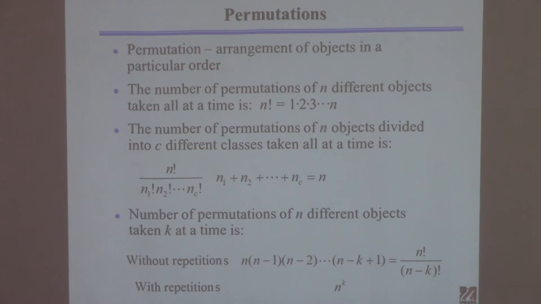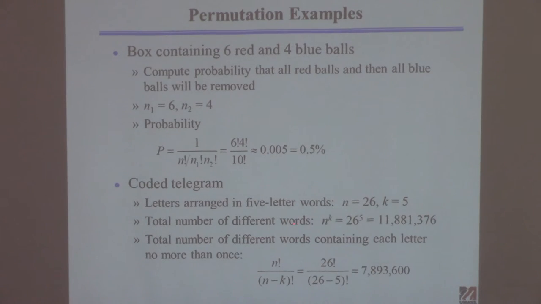So when I say not allowing repetitions, I mean we're not allowing a word to have the same letter twice. So once we use A, we can only use it once. So the number of possibilities is the number of letters times the number of letters in the word. It's, you know, 12 million possibilities. So not bad.